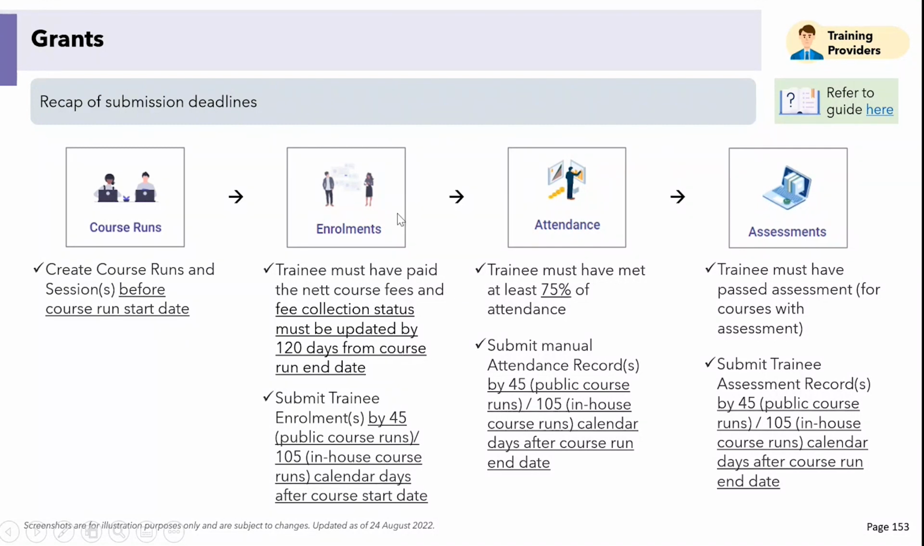They need to make sure that enrollments, attendance, and assessments are uploaded in time. These are the criteria: the trainee needs to have 75% attendance, and for courses with assessments, they need to make sure that they have uploaded the assessment records, and each skill code must have an assessment record tagged to it.